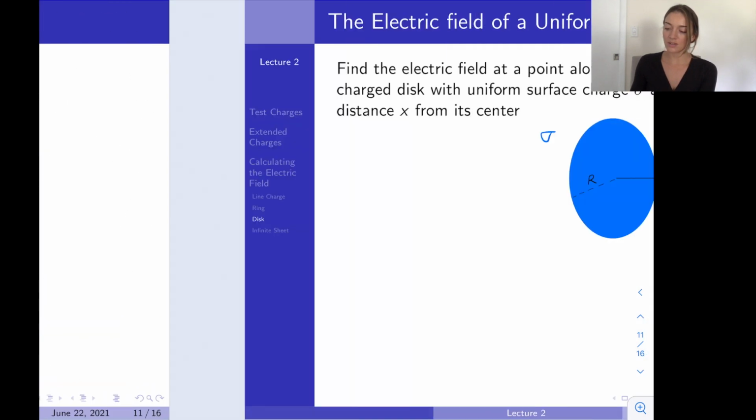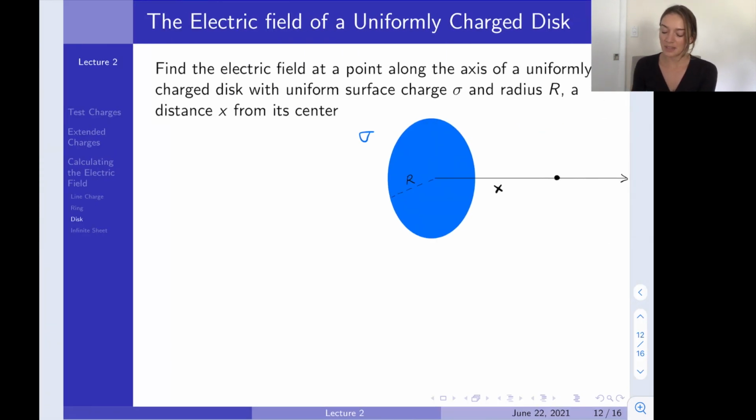All right, now let's go on to a slightly more challenging example. So now we have a surface charge density of a uniformly charged disk. So we want to find the electric field at some point x along the x-axis of a uniformly charged disk with uniform surface charge sigma. So that means the charge per unit area is sigma, the charge density is sigma, and fixed radius R, a distance x from its center. So again, the x-axis goes straight through the center of this disk, and we want to find the electric field out here. So first thing we're going to do, as always, is write our equation.